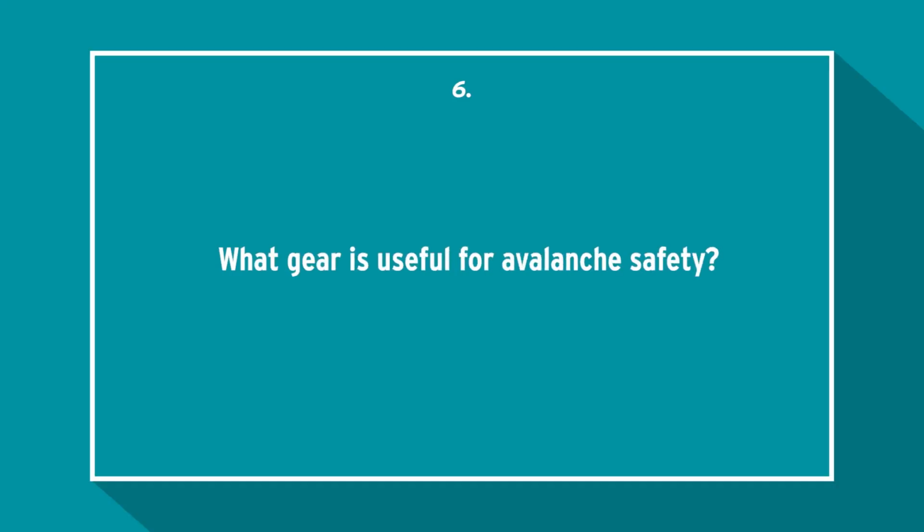What gear is useful for avalanche safety? There's three components of avalanche safety gear that you need to have if you're out in the backcountry. One's an avalanche transceiver. An avalanche transceiver is a tool that emits a signal that is retrievable in the event of an avalanche. If you're buried in an avalanche, that is going to help your partners locate you very quickly if they've practiced with their transceiver.